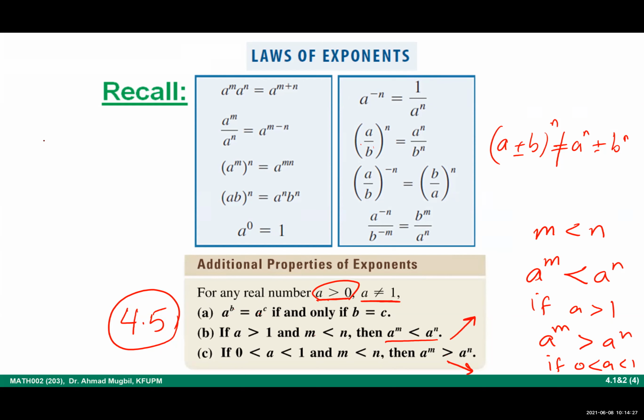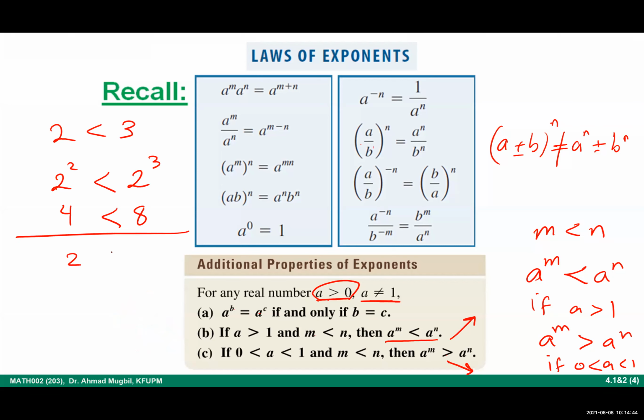Let me give you an example. 2 is less than 3. So here we take a to be 2: 2 to the power 2 is 4, and 2 to the power 3 is 8. So this will be less than, clearly. You have 2 less than 3.